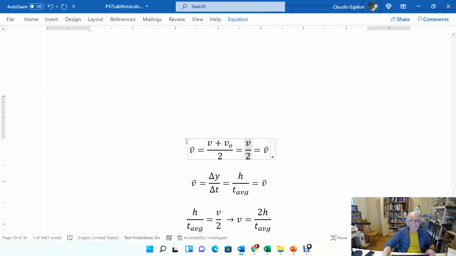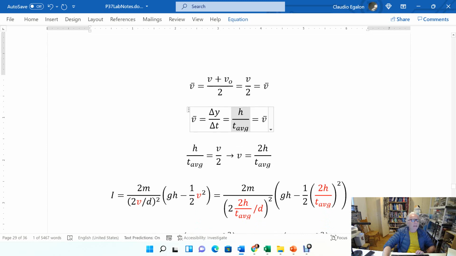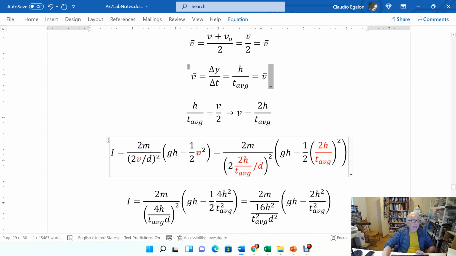But there is another relation for the average velocity. The average velocity is delta y over delta t. Delta y is h, the delta t is t average. We made 3 measurements of the time of fall, remember that? T1, T2, T3, and we have the time average out of that. Make this one equal to this one. We get the velocity, substitute right in here in my original equation, and now we finally have an equation for the moment of inertia in terms of the measured parameters.